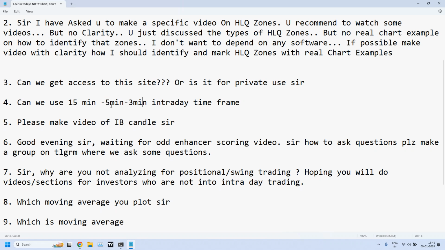So what is the best choice from 5 minutes? 1 minute is the best option. Because from 1 minute to 5 minutes, 5 candles are there. And from 5 minutes to 15 minutes, 3 candles are there. So that way you can see the 15 minutes, 5 minutes and 1 minute combination.